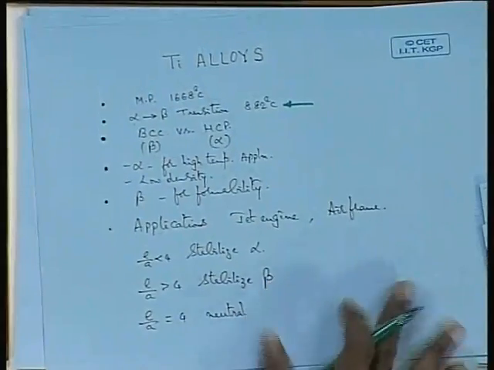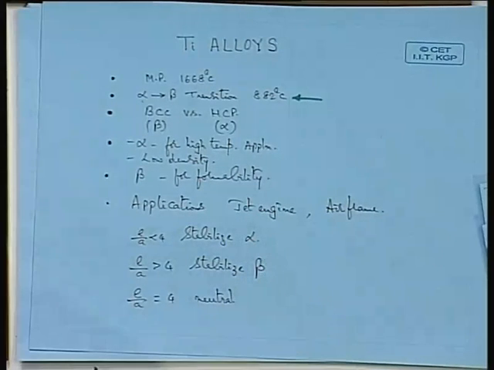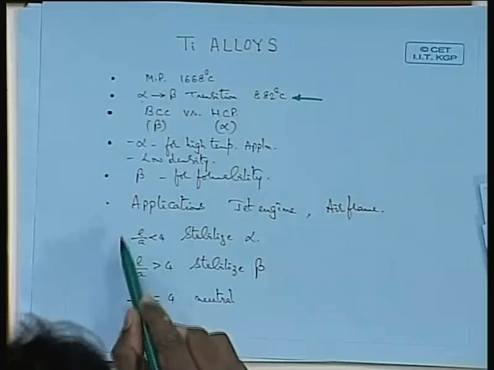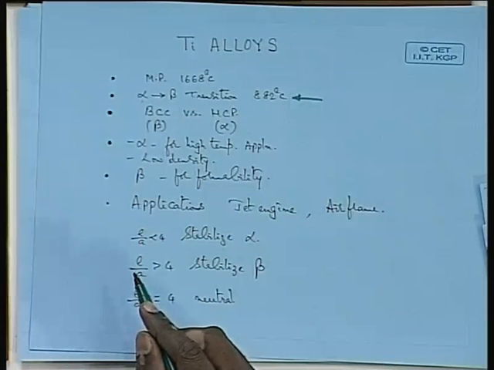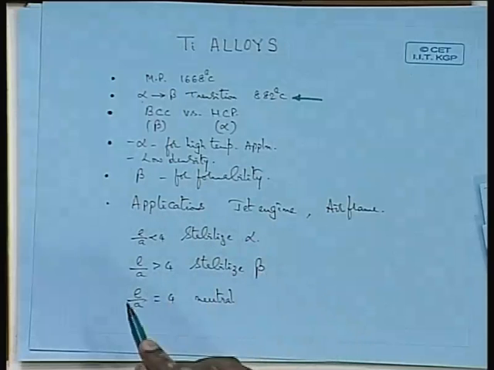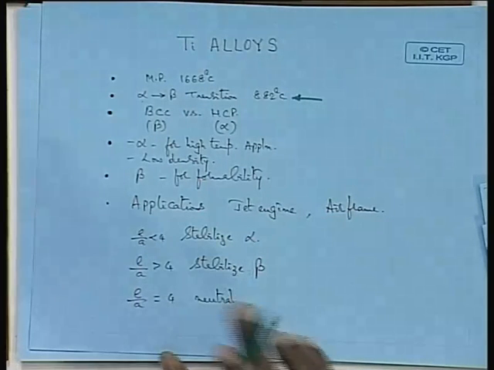That can be achieved by adding some alloying elements. Like in steels, we add what are called alpha stabilizers and gamma stabilizers, isn't it? So similarly here, one can add what are called alpha stabilizers and beta stabilizers. And people have generally observed that if the E by A ratio is less than 4 for any element, all those elements stabilize alpha. If the E by A is more than 4, they stabilize beta, and if it is equal to 4, they are more or less neutral.